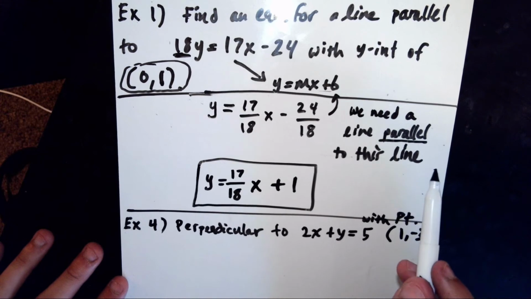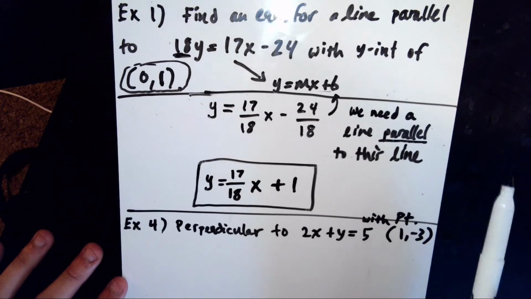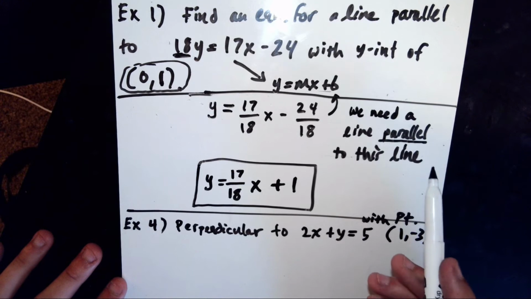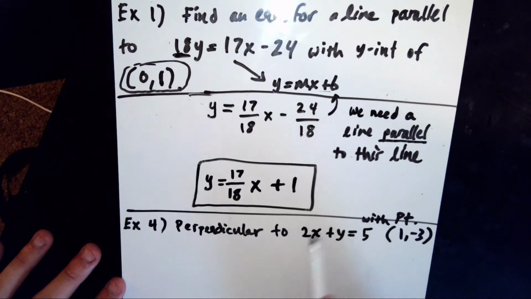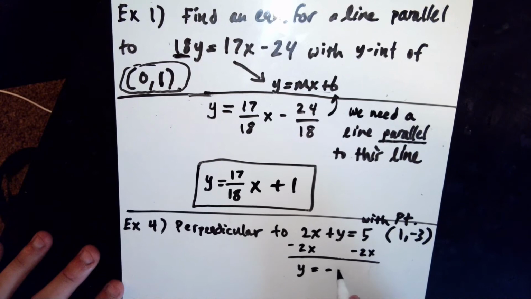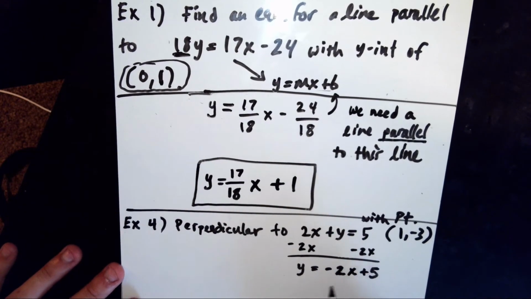The key thing we can recall from the section on parallel and perpendicular lines is that parallel lines have the same slope, whereas perpendicular lines have negative reciprocal slopes. So first let's calculate the slope of this line. We'll get it in slope-intercept form by subtracting 2x from both sides, which leaves us with y equals minus 2x plus 5. We can see that the slope of this line is negative 2.